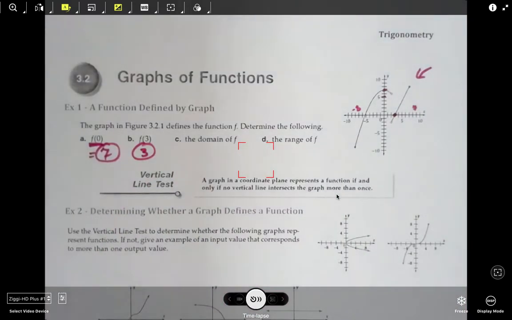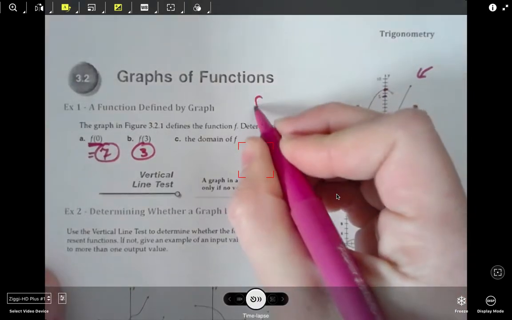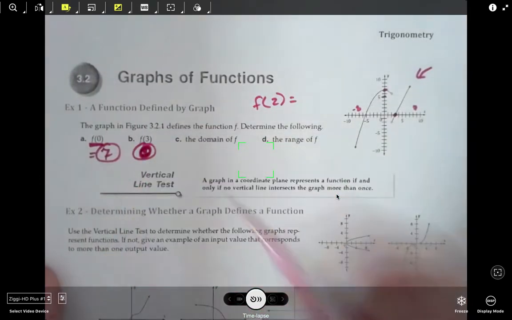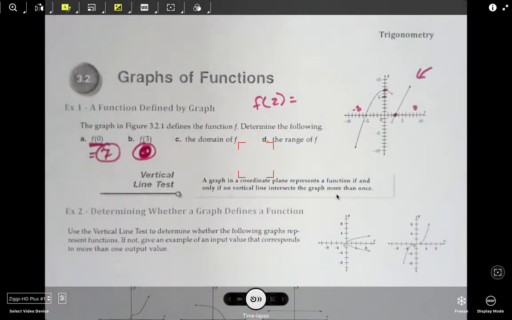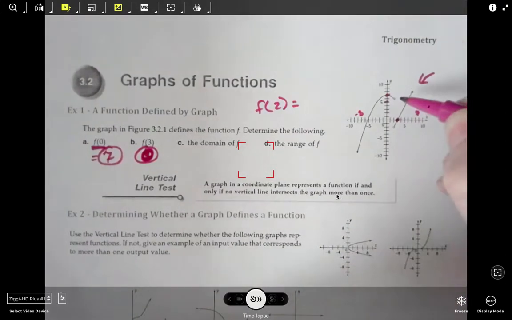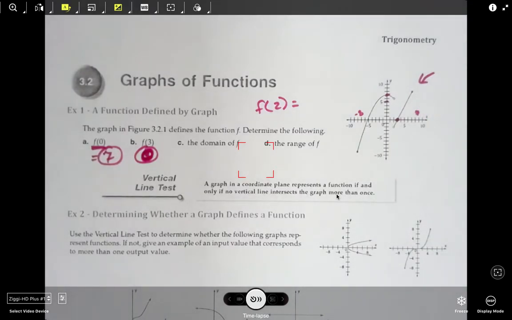Now, what if they would have said f of 2 instead? What's f of 2? I'm going to add that in here. Oh, 0. Sorry, I wrote 3. It should be 0. f of 2. Where does f of 2 live? It looks like -2, but that's an open circle. And then the other spot at 2 is up at like 6, but that's an open circle also. So okay, here's where we're at.